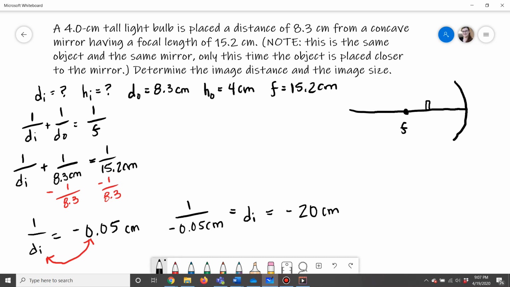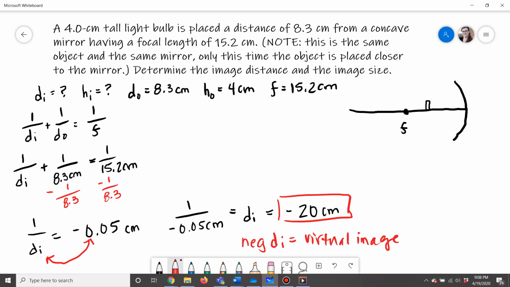So since this is a negative, that means that we are going to have a virtual image. This means that it appears in the back of the mirror, as if you were to walk through the mirror, you would have the object on the other side of it. So if we have a negative image distance, you have a virtual image. So that solves for our d sub I. We'll write it up here so that we can solve for the rest.